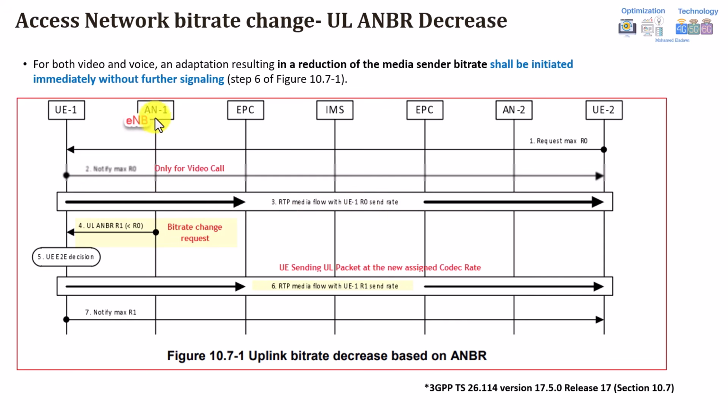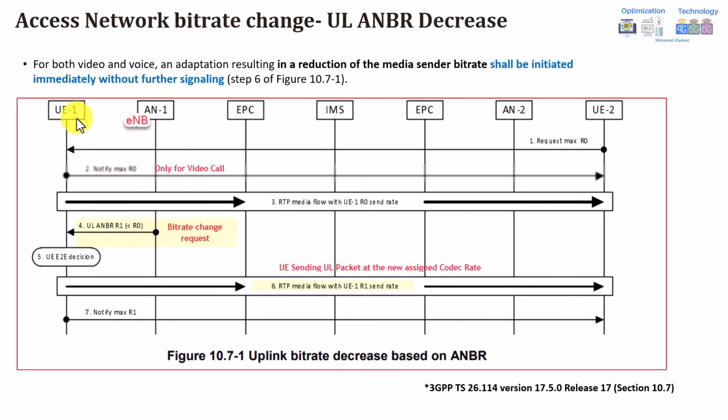So now the access network, which is the eNodeB, decided to change the bit rate for this particular user 1, because it found that, for example, he is now in a bad radio condition. So it will send him this downlink message, which is ANBR, Access Network Bit Rate change. It found that it would like to reduce R0, the current codec rate, because the user is in bad radio condition, so it will try to change the codec rate. So this is required to decrease the codec rate, to R1.